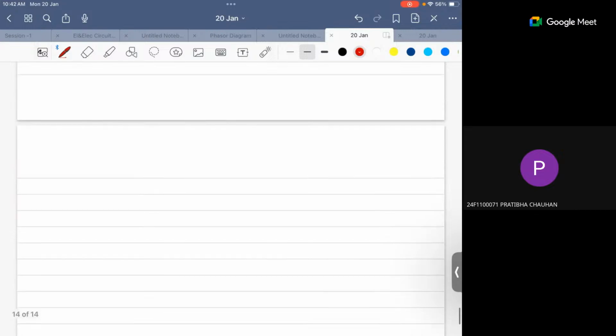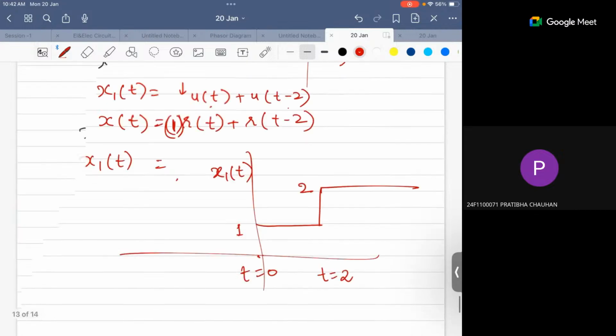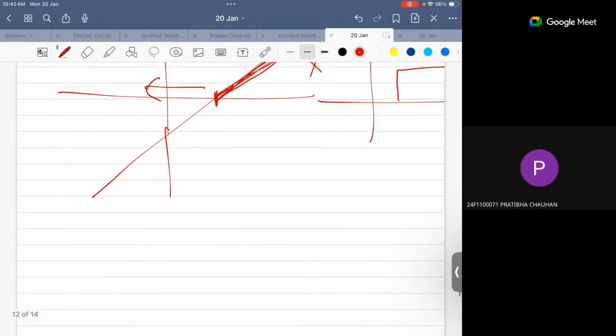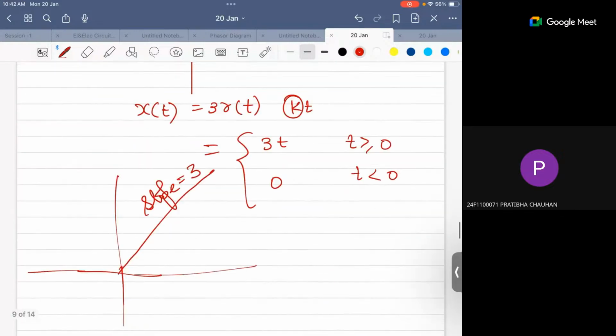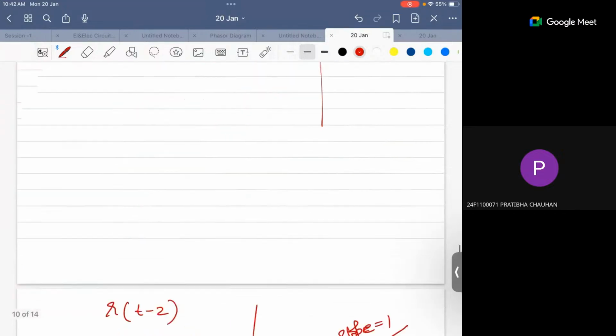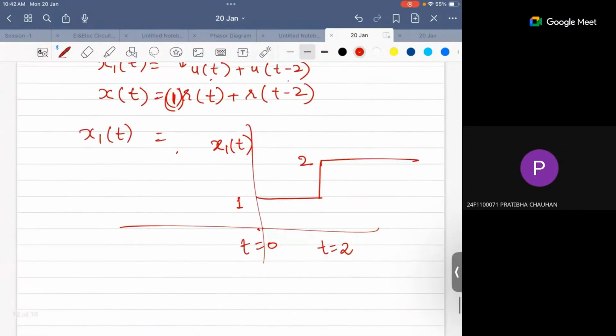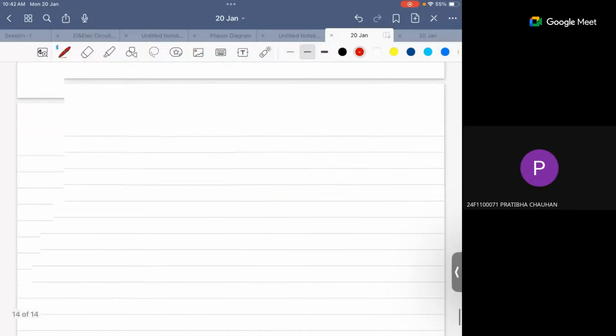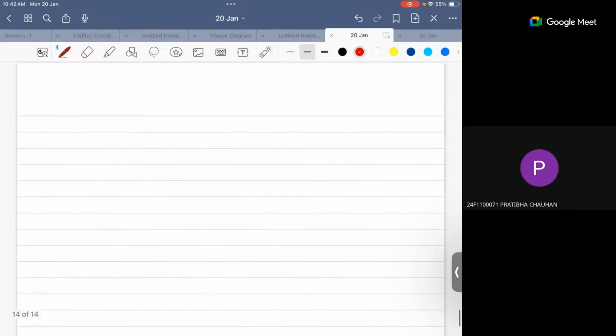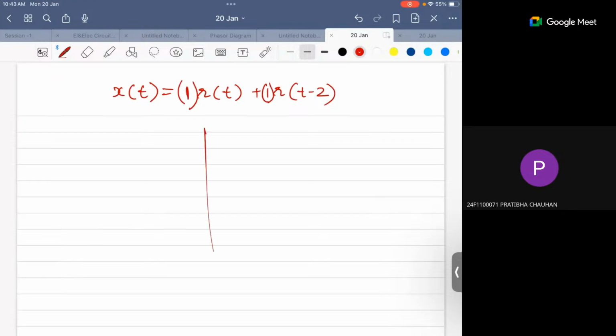Whenever you write a ramp function, like 3 times r(t), this is 3t. So generally k times r(t) is the ramp function, where k denotes the slope of that function. In a similar way, whenever you have to plot the function x(t) equals r(t) plus r(t minus 2), here the slope is 1, and here again the slope is 1.